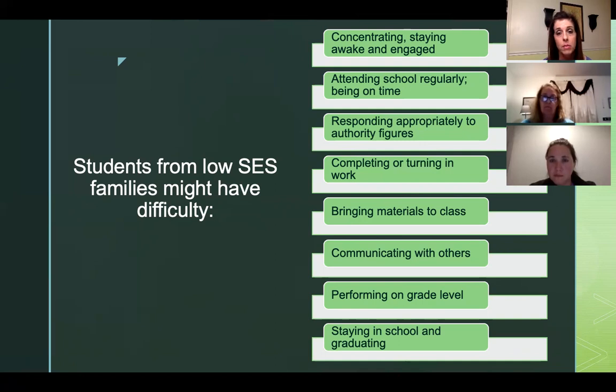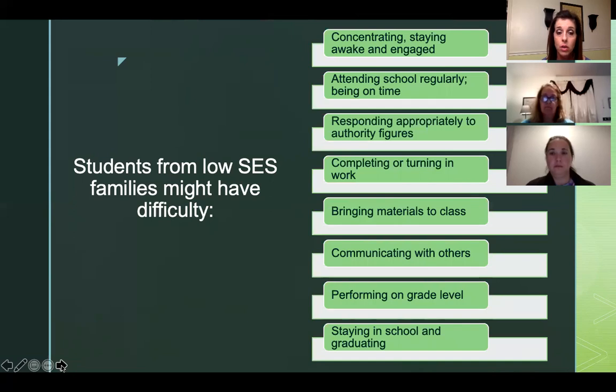They also struggle sometimes with attending school regularly, or they may struggle with being at school on time. Sometimes they have difficulty responding appropriately to authority figures. Completing and turning in work can sometimes be a struggle for these students. Bringing materials to class. They have difficulty, if they have the materials, actually getting the materials that they need to and from school. Sometimes they have difficulty communicating with others. This would be communicating with their peers, as well as communicating with teachers, voicing their concerns, letting them know issues that they're having, and sometimes they struggle with that communication.